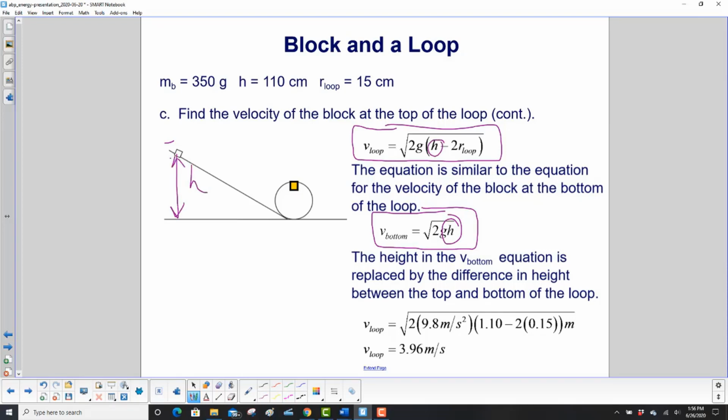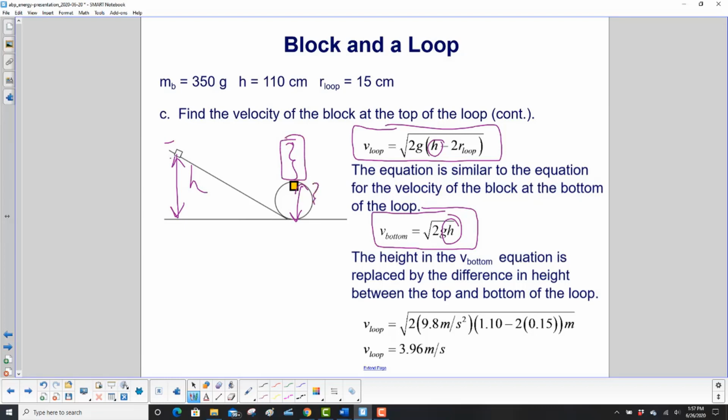But what's different about the top of the loop? Well, we subtract out this distance here. So we're actually finding the difference in potential energy between the top of the incline and the top of the loop. And where does that GPE go into? It goes into kinetic energy and velocity. So we've replaced H with H minus 2R with this term here, right?